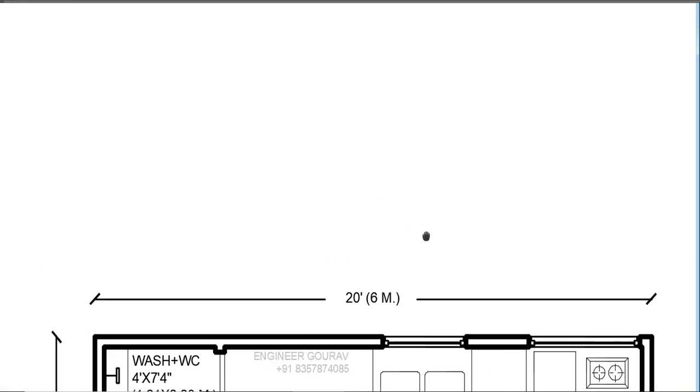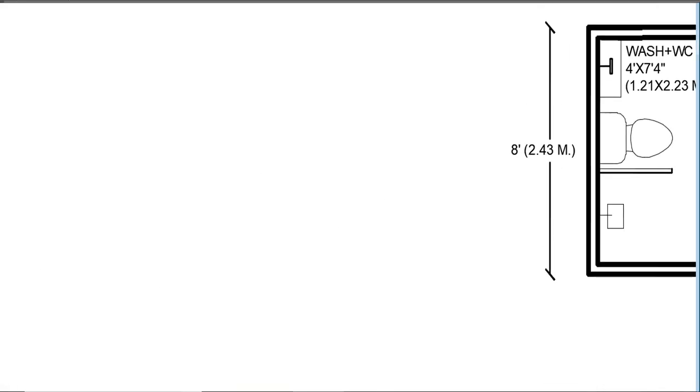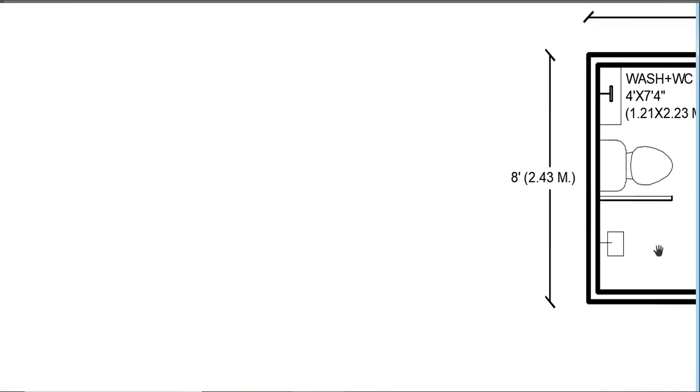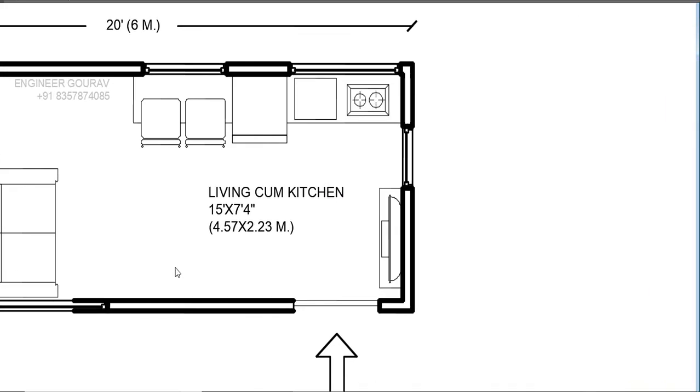So this is the floor plan of the house. There is a 20 feet shipping container. The total area I have taken is the length is 20 feet, in meter 6 meter, and the width is 8 feet, in meter 2.43 meter. In the front we have a door here. After that we'll go inside.